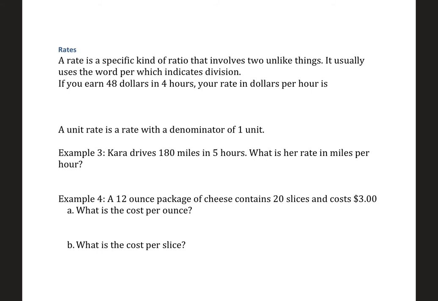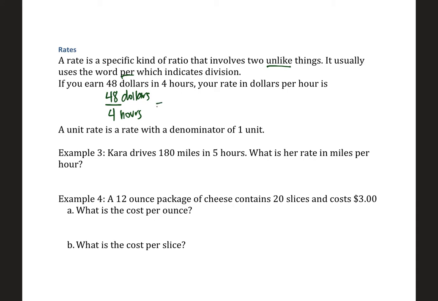Okay, so we've talked about ratios, which compares 2 different numbers or amounts of things. A rate is a specific kind of ratio that involves 2 unlike things. It usually uses the word per, that's important, which indicates division. So again, we're going to be using fractions. If you earn $48 in 4 hours, your rate in dollars per hour, we see that per, so I'm going to write it as $48 over 4 hours.